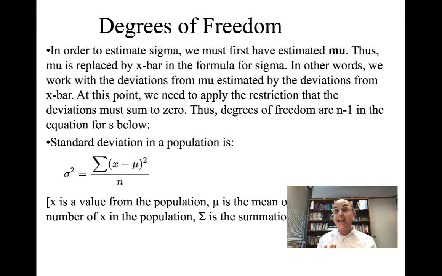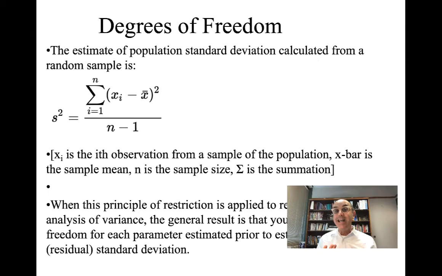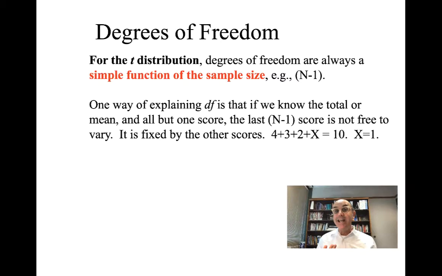So the degrees of freedom are part of our definition, and they are n minus 1 in the equation. And so in this case, the standard deviation of the population, where x is the value in the population, mu is the mean of all x, and n is the number of x in the population. And so this is where we come into play.